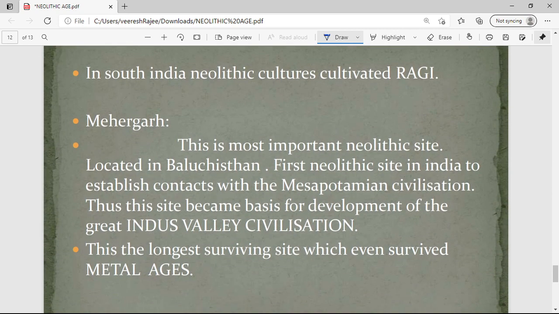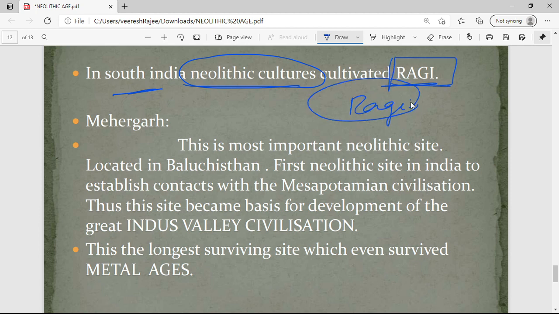Then in South India, agriculture was started during the Neolithic age, and the major crop which was cultivated was ragi. Even now ragi is a staple food of many states of South India, especially Karnataka. In Karnataka, ragi is an important staple crop. Then this site is important for us.